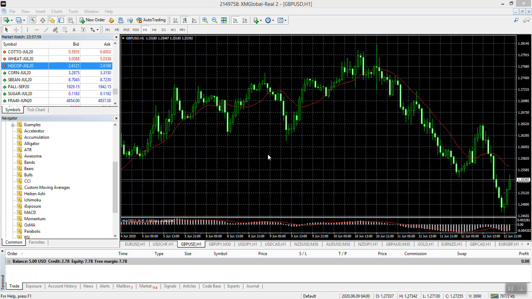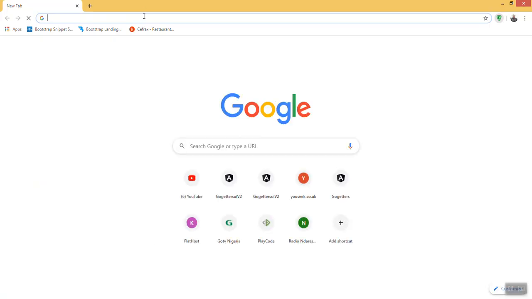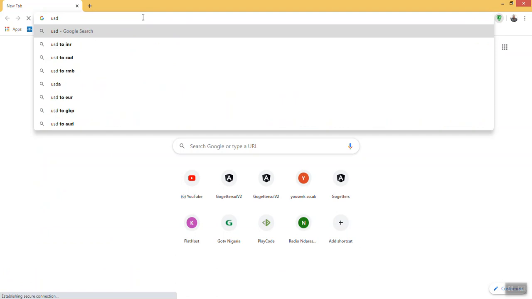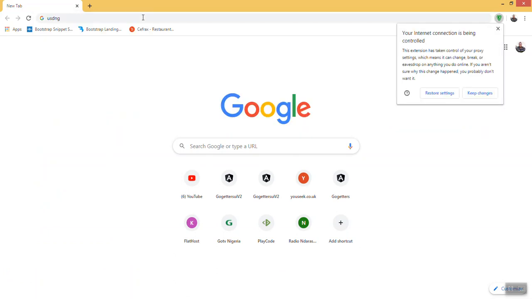So the next thing we're going to be talking about are the limit orders. Okay, we have the buy limit orders, we have the sell limit orders, we have the buy stop orders, and we also have the sell stop orders. Okay, I'm going to explain the 4 of them immediately. I'm going to use a chart called the USD NGN.